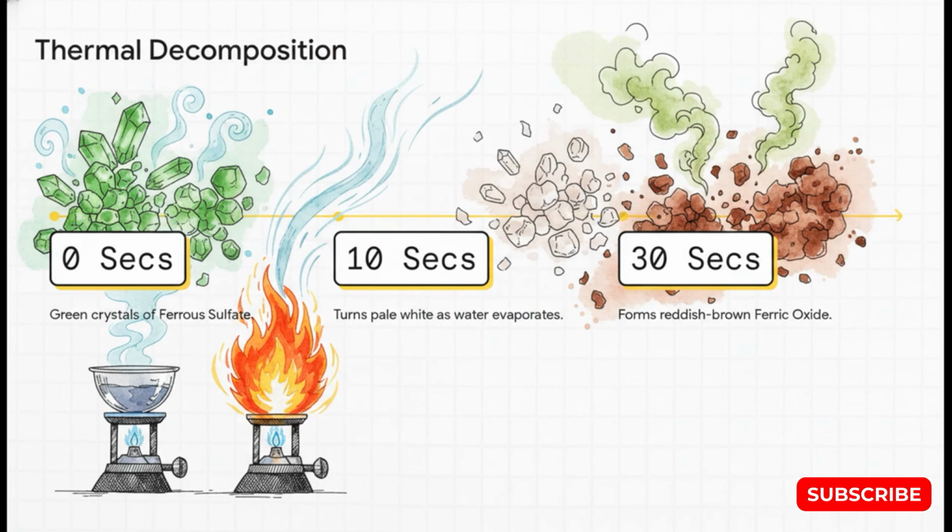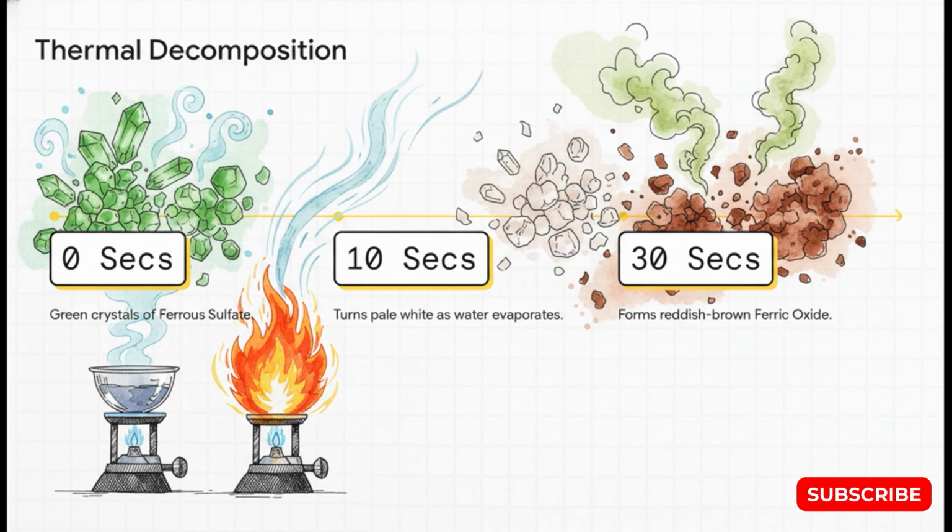Let's actually trace a breakup caused by heat, a thermal decomposition. Imagine heating up ferric sulfate crystals. At 0 seconds, these crystals are a vibrant, happy green color because they're bonded with water molecules. But as we crank up the heat, around the 10-second mark, that water evaporates away. The ferric sulfate is left all alone, its color completely drains out, turning a pale white.